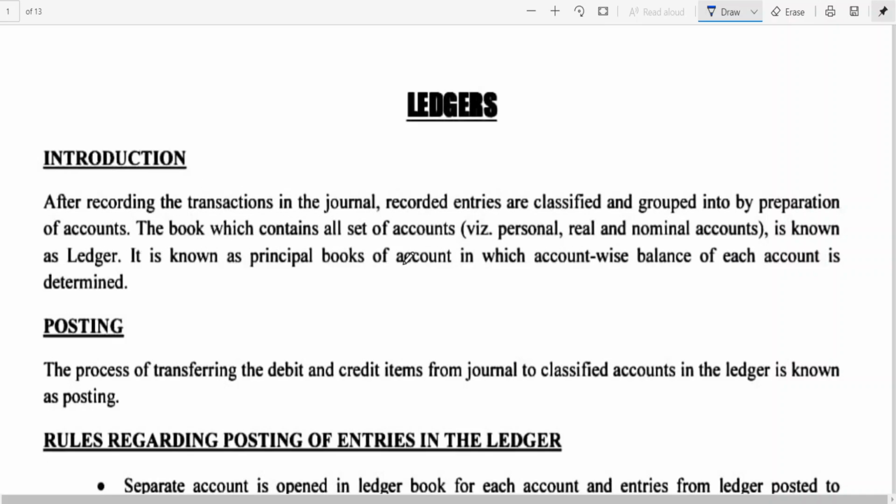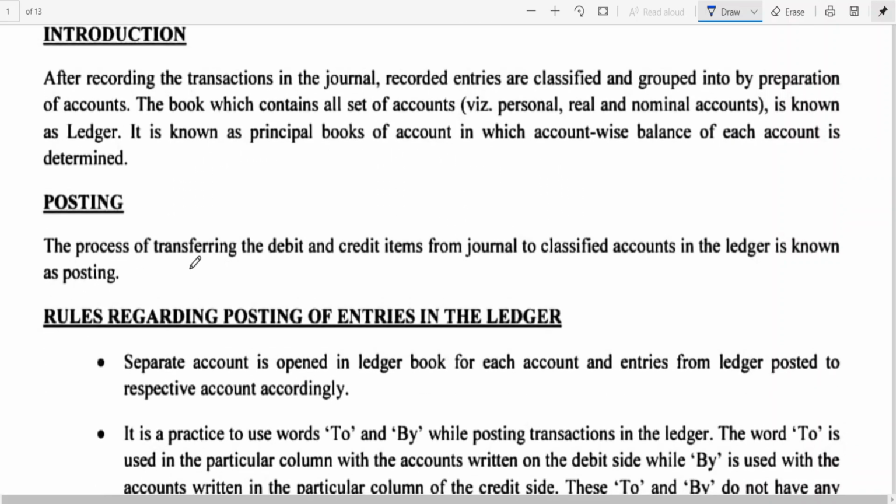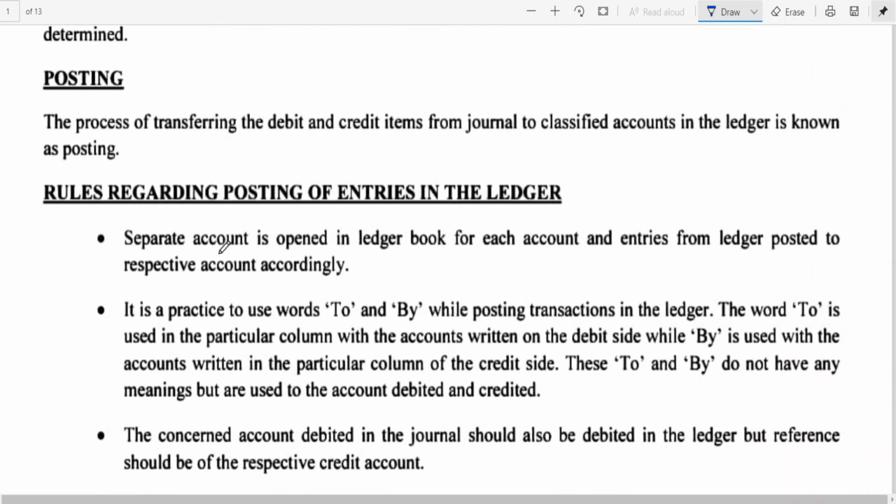The book which contains all set of accounts, personal, real, nominal accounts, is known as the ledger. It is known as the principal book of accounts in which the account-wise balance of each account is determined. The process of transferring debit and credit items from the general journal to classified accounts in the ledger is known as posting. And the rules also we have discussed.